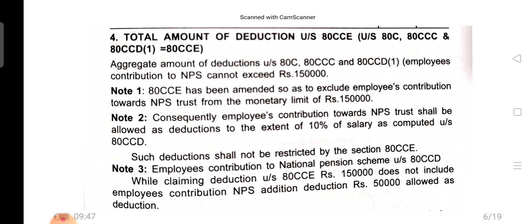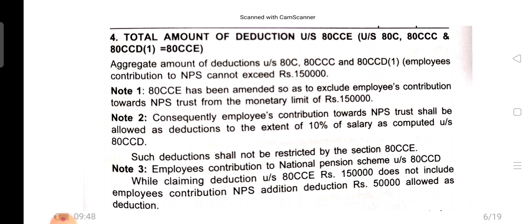Third is the total amount of deduction under section 80CCE. To calculate this, it is an aggregate amount of deduction. Whatever deductions we studied, like 80C, 80CCC, 80CCD. So here the employee's contribution to NPS cannot exceed 1,50,000. We cannot take it separately. While calculating this, 80CCE has been amended so as to exclude the employee's contribution towards NPS trust from the monetary limit of 1,50,000.